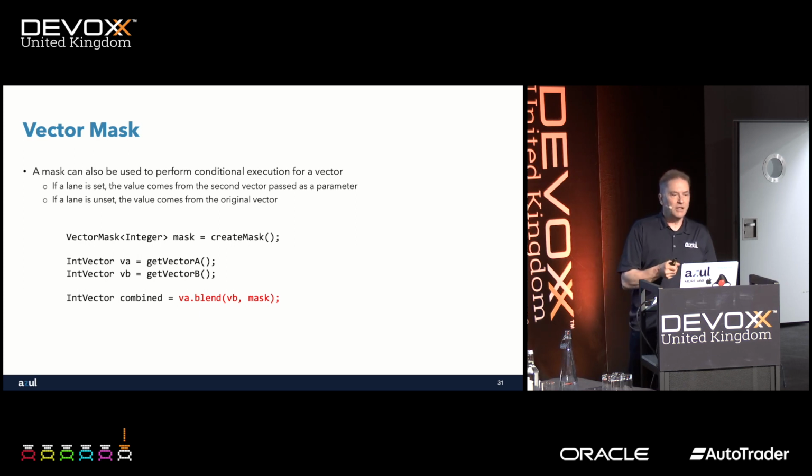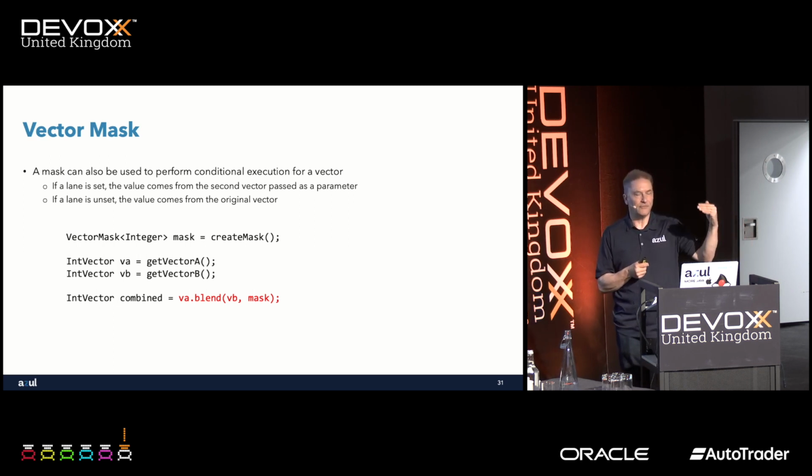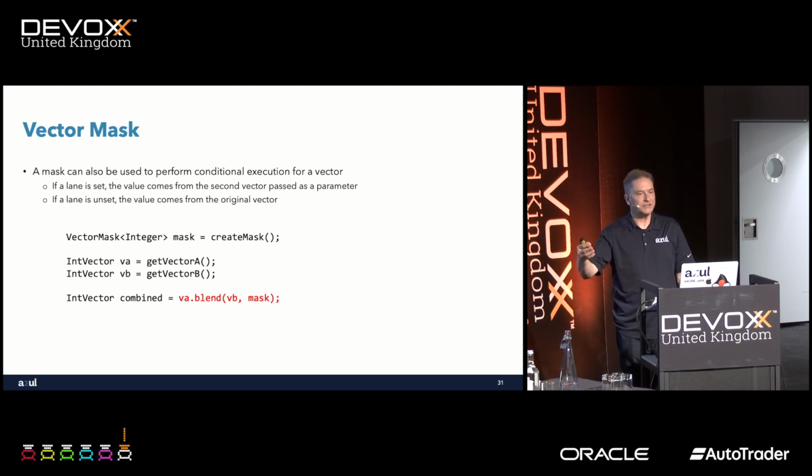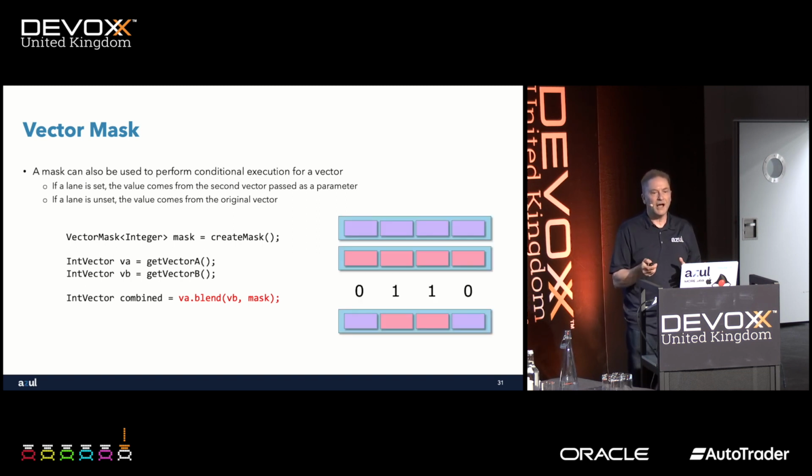We can also use it to perform conditional execution for a vector. So we can say, let's create a mask for our vector, and then we can filter out things that we don't actually want to reference. So we've got 2 different vectors there, and then we can combine them using a particular mask. On its own, you think to yourself, well, what does that actually mean?